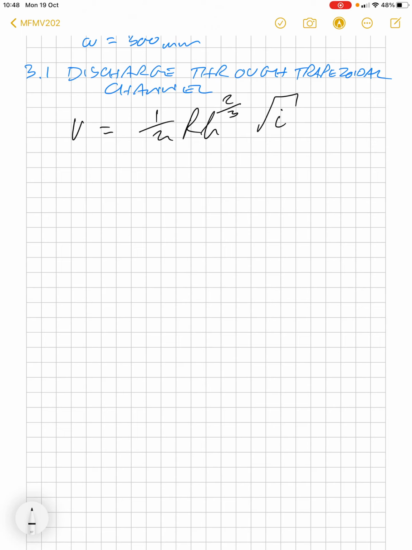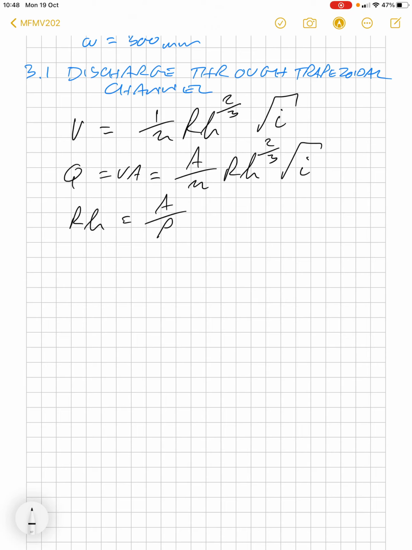That's our Manning formula. We also know that Q is equal to VA. So we can now add A into the formula, A R^(2/3) over n times square root of I. We also know that our hydraulic radius is equal to area over perimeter.